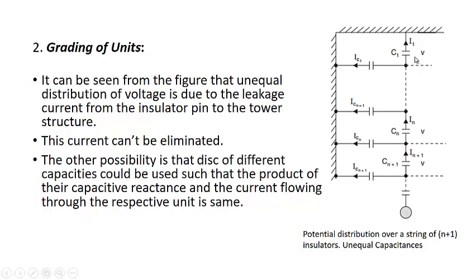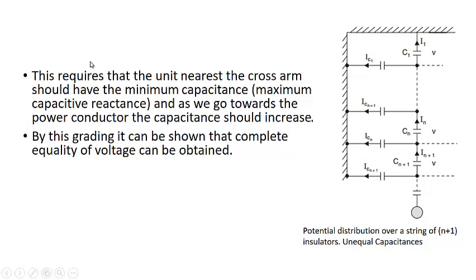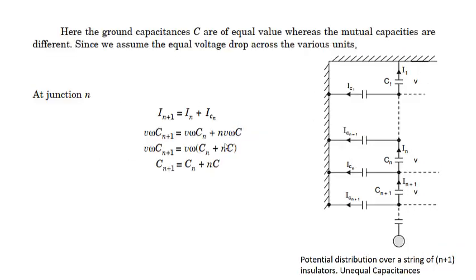That means we have the unit with the highest capacitive reactance and lowest capacitance at this place, and the unit with the lowest capacitive reactance and highest capacitance at this place. So the unit nearest to the cross arm should have the minimum capacitance and maximum capacitive reactance, and as we go towards the power conductor, the capacitance should increase. By this grading, it can be shown that complete equality of voltage can be obtained. So if we do this, the voltage across each unit will be the same.